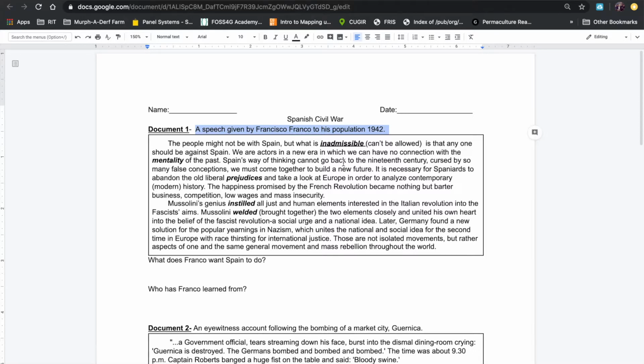So you have Francisco Franco to his population, so you have the fascist dictator ultimately giving a speech to the Spanish people. Now, I'm going to start on this first line, right? But I'm going to underline any information that is going to help me answer those two questions. And what I'm going to do is literally underline it on the document so that when you submit it and I see it, I can see the evidence that you are basing your answers off of.